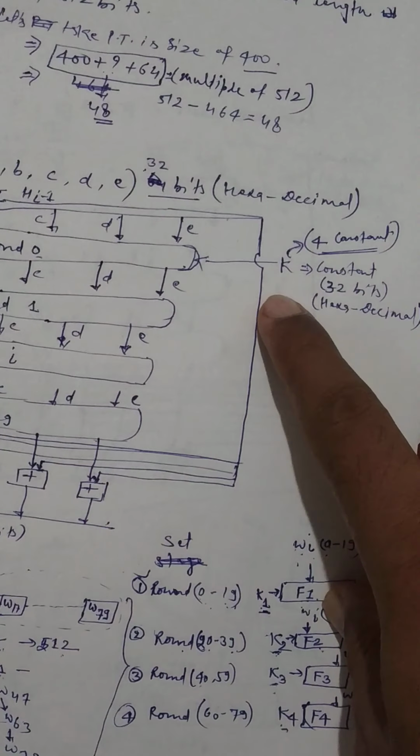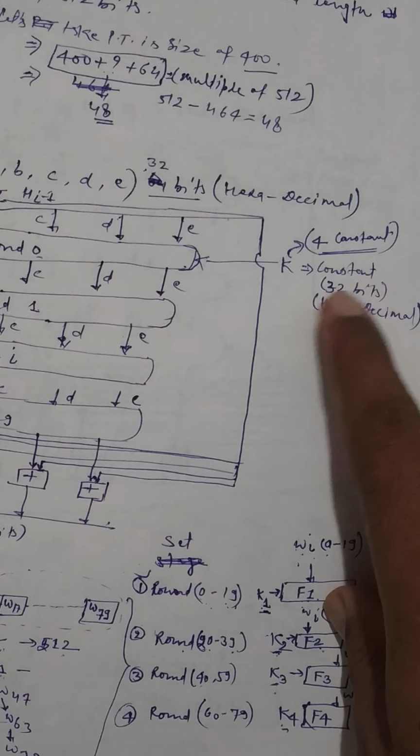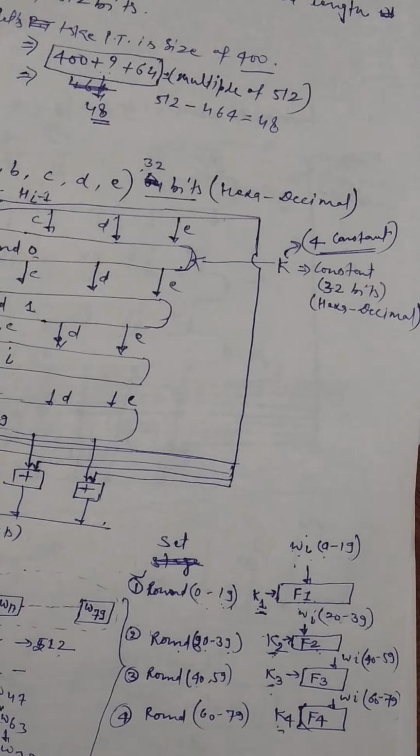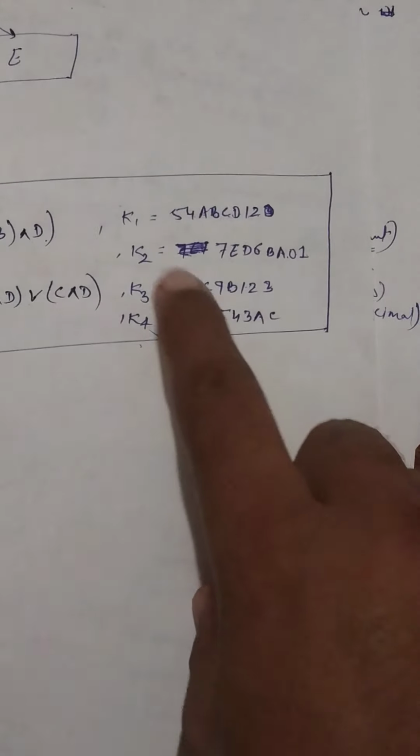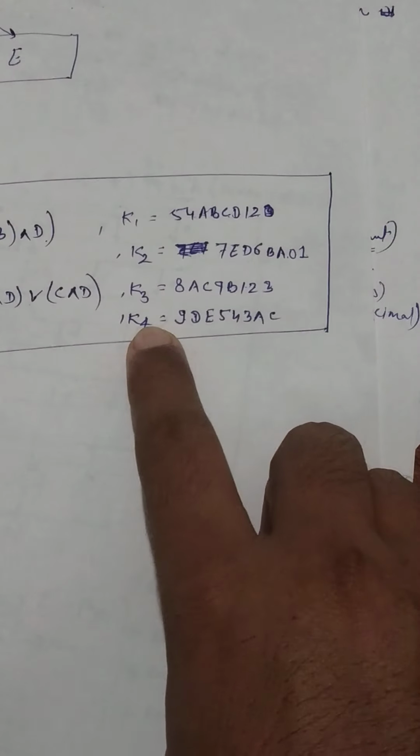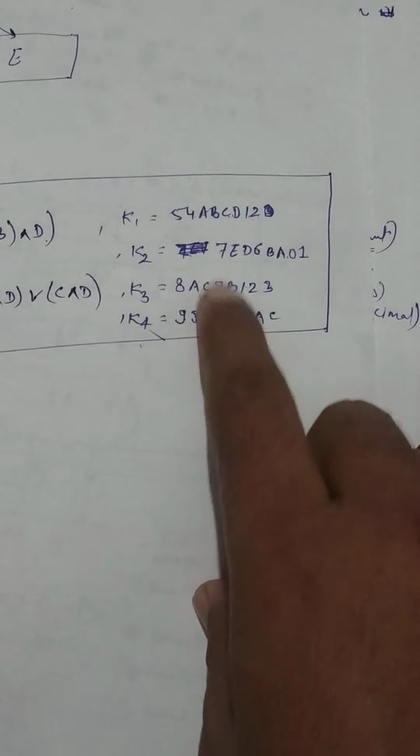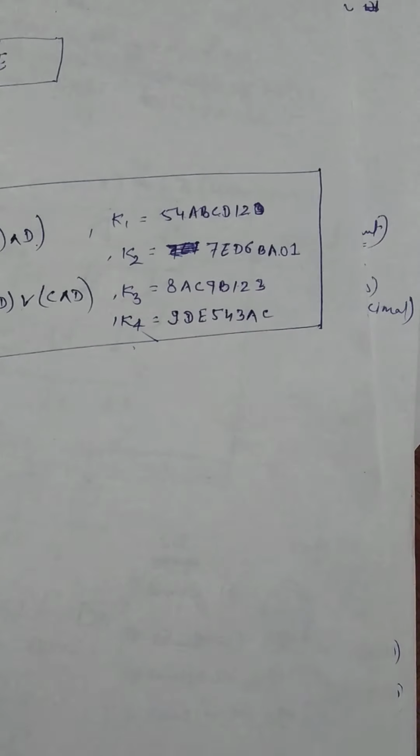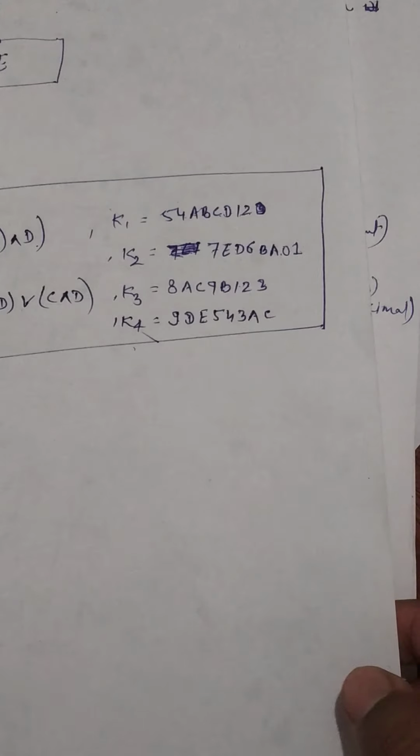4 constants are needed, and the size of each constant is 32 bits, and it also contains the hexadecimal value. Okay, so as like our buffer, you can see here I have initialized the 4 constant values k1, k2, k3, k4 with some hexadecimal value. Randomly I have selected and I have initialized their value. Okay, so principle will remain same.